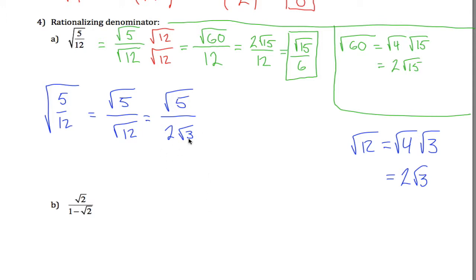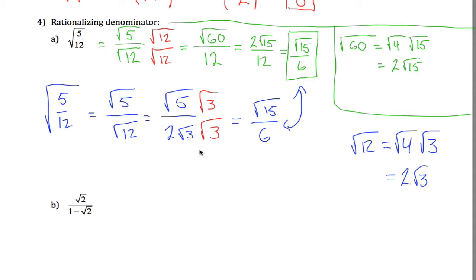Now that I've simplified, I'm still not done. I haven't rationalized the denominator, right? You can't leave a square root in the denominator. But now, instead of multiplying the top and the bottom by the square root of 12 to get rid of the square roots, I'll be multiplying the top and the bottom by the square root of 3. The reason why is the square root of 3 times the square root of 3 is just 3, the square root of 9, which is 3. So what I'm left with on the bottom is 2 times 3, which is 6. And up top, I got root 15, which is the exact same thing I got there.